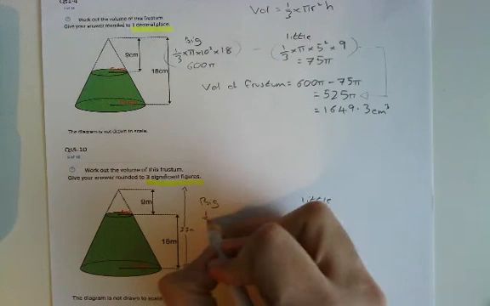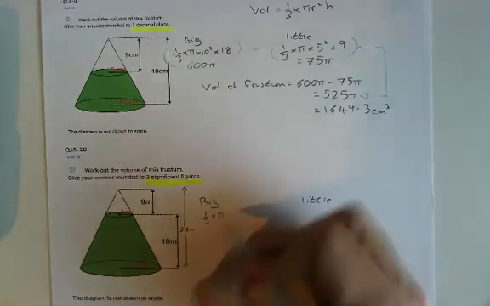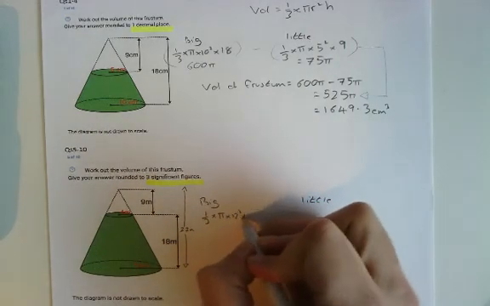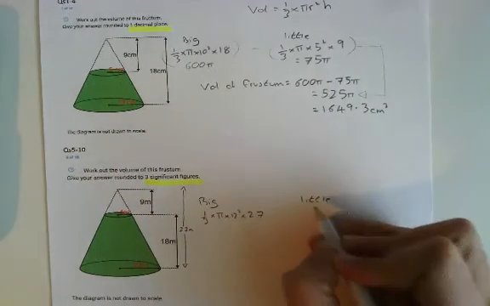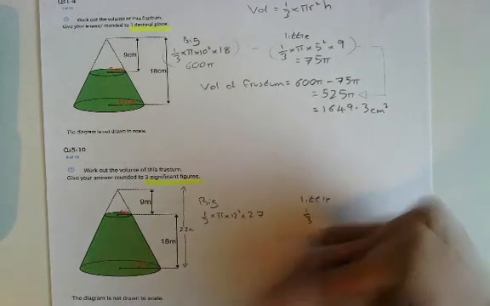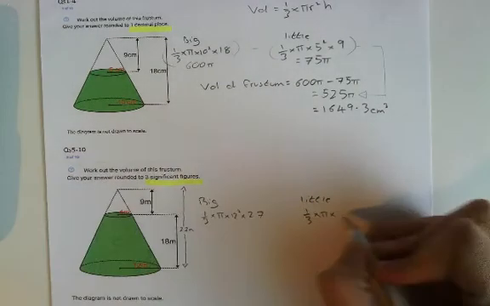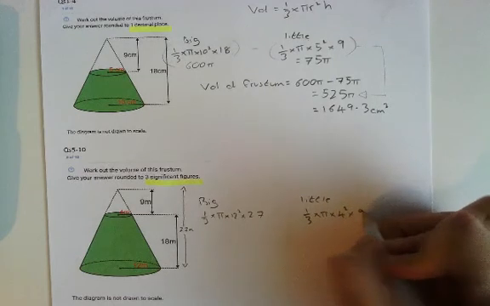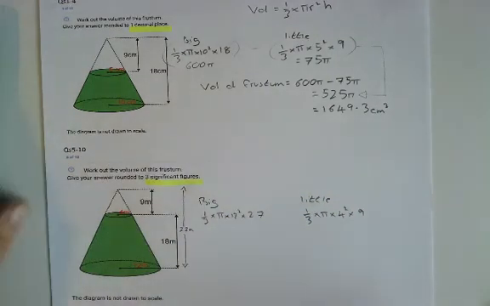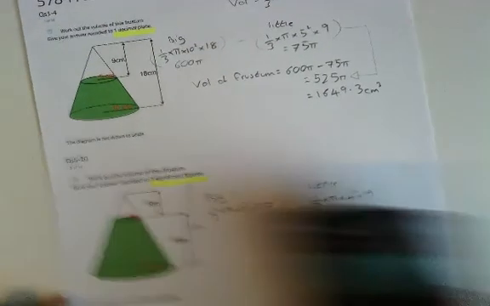So the big cone will be 1/3 times pi times 12 squared times 27. The little cone will be 1/3 times pi times 4 squared times 9. And then once we've got that, we do exactly the same thing. Okay?